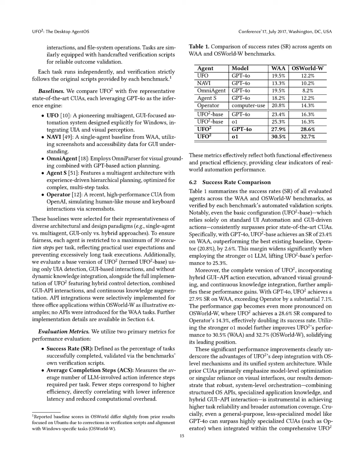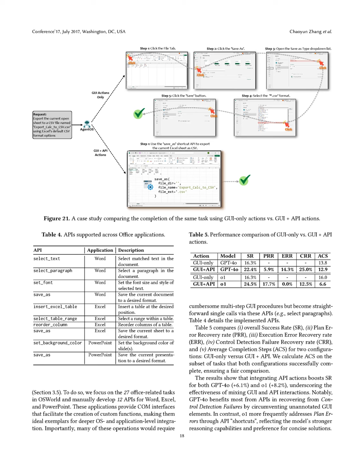UFO2 was compared against 5 state-of-the-art computer-using agents (CUAs), including Operator and OmniAgent, with results showing that UFO2 consistently outperformed these baselines, achieving a 10% higher task completion rate and a 50% relative improvement in execution efficiency. The evaluation also highlighted the effectiveness of UFO2's hybrid CUA-API integration and continuous knowledge augmentation in enhancing task reliability and reducing execution overhead.